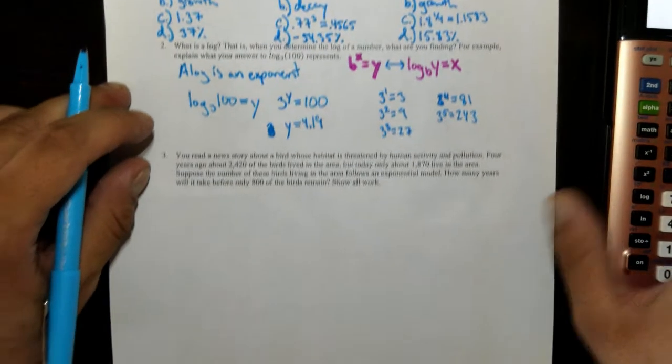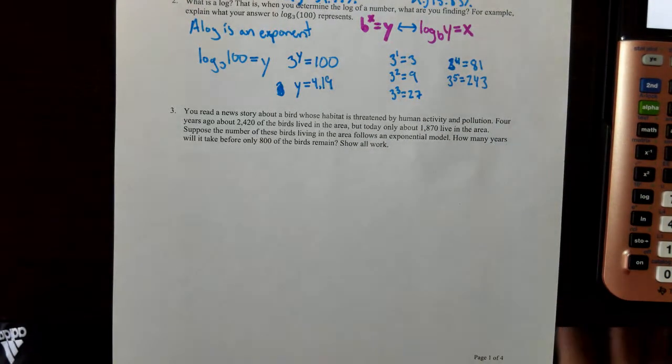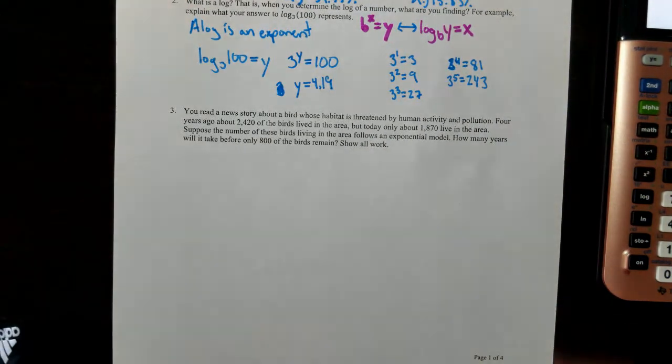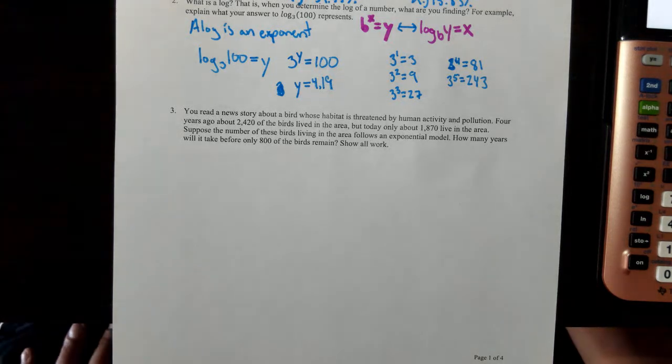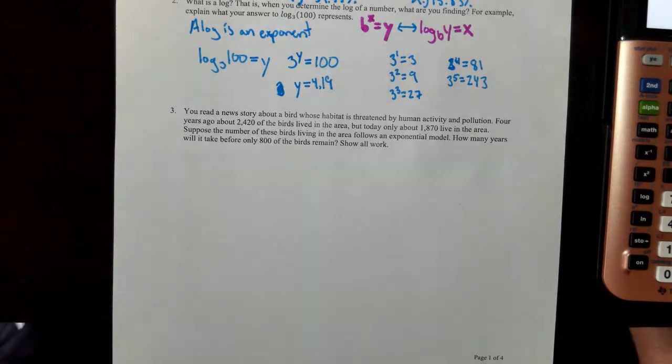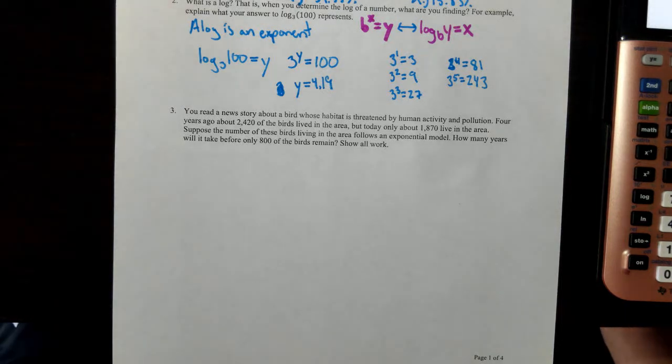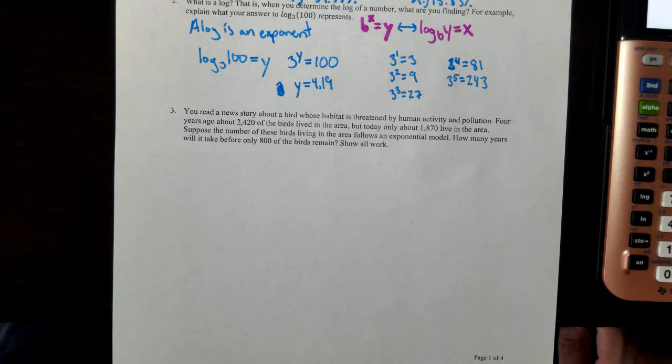All right, so number 3, you read a news story about a bird whose habitat is threatened by human activity and pollution. 4 years ago, about 2,420 of the birds lived in the area, but today only 1,870 live in the area. Suppose the number of these birds living in the area follows an exponential model. How many years will it take before only 800 of these birds remain? Show all work. So first, we need to create a function that models this.